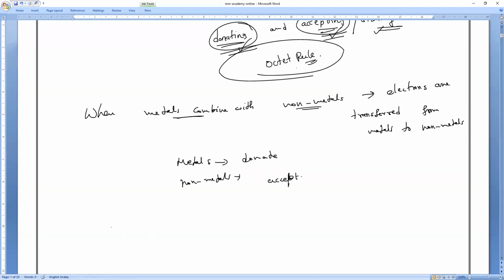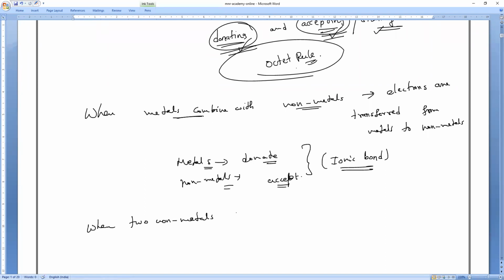Suppose we take two non-metals. When two non-metals combine together, what will happen? Yesterday I told you what bond will form. Remember, when a metal donates the electron and a non-metal accepts the electron, that is called an ionic bond.